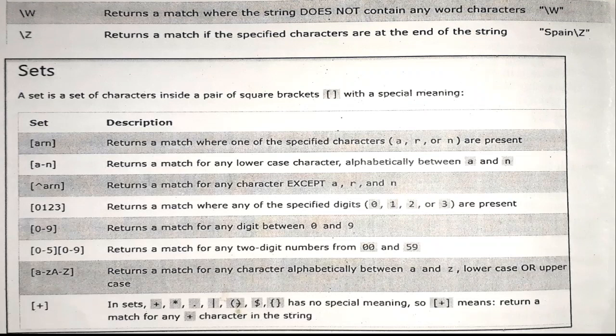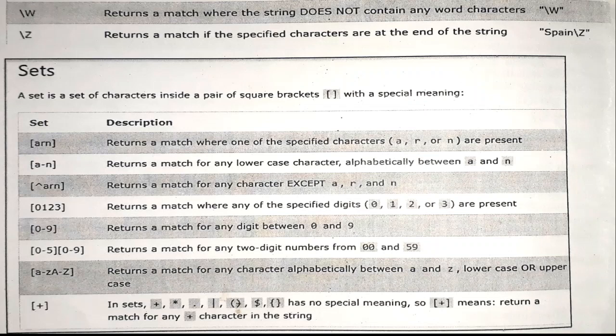So the caret ^ within square brackets performs exactly the opposite function. [^arn] means the string should not contain a or r or n; any other character except a, r, n, if present in the string, will return the answer as a match found. Then the next one is, within square brackets, 0, 1, 2, 3. It means it will return a match if the string contains any of the digits 0, 1, 2, 3. Other digits like 4, 5, 6 are not allowed.